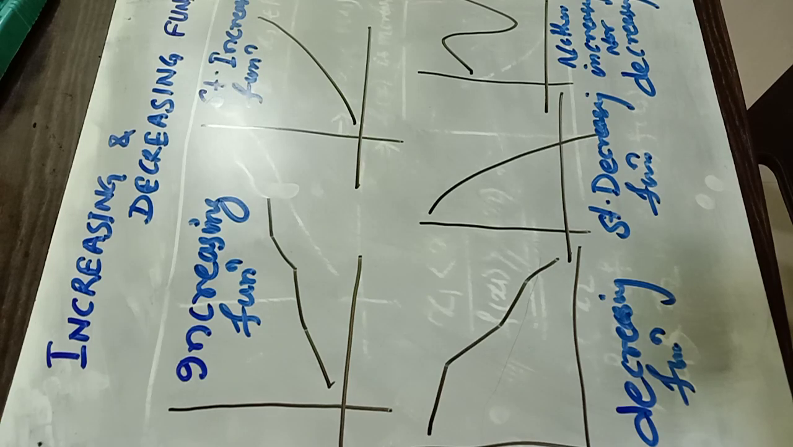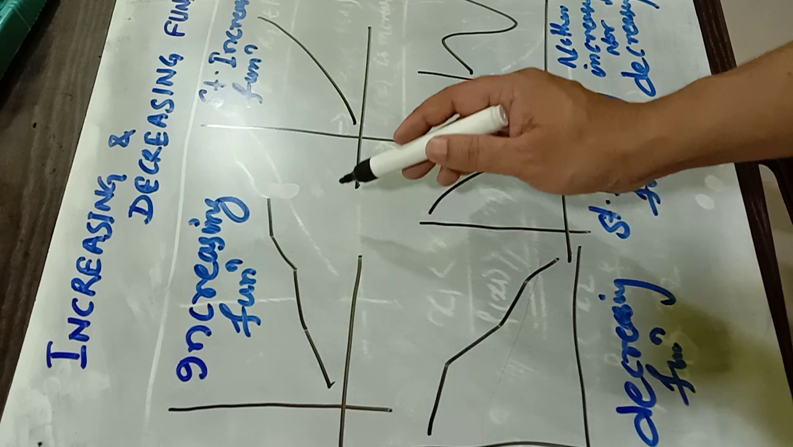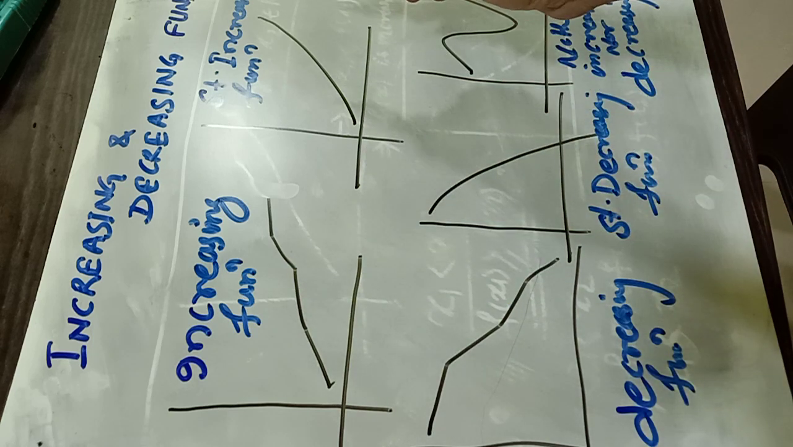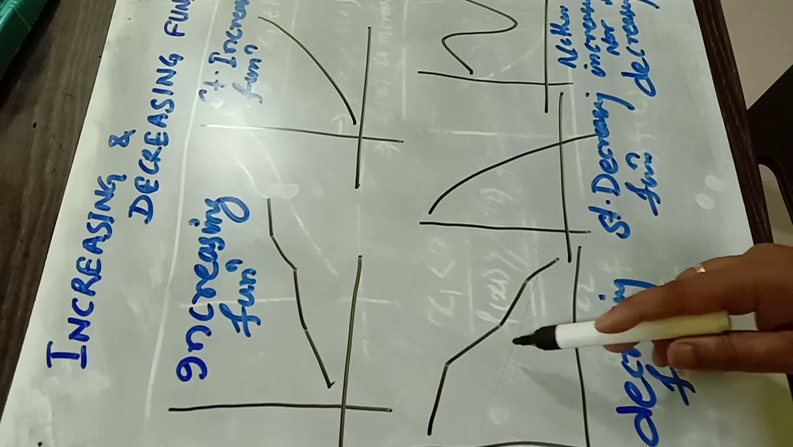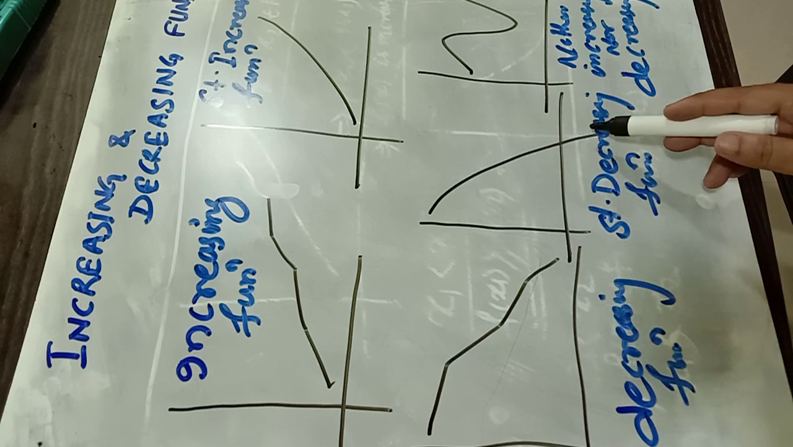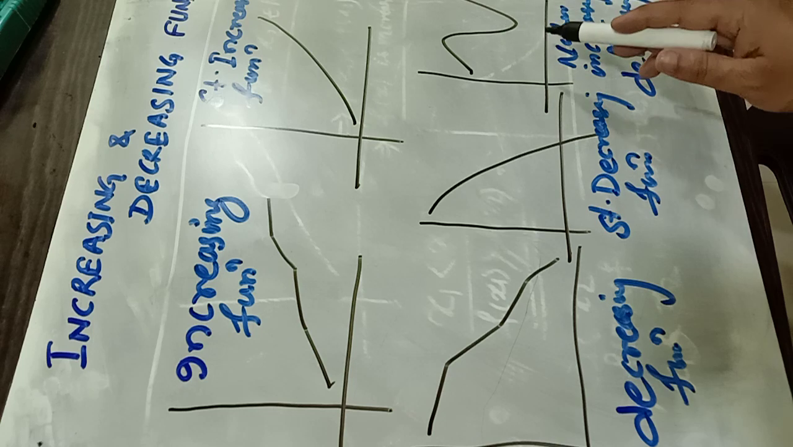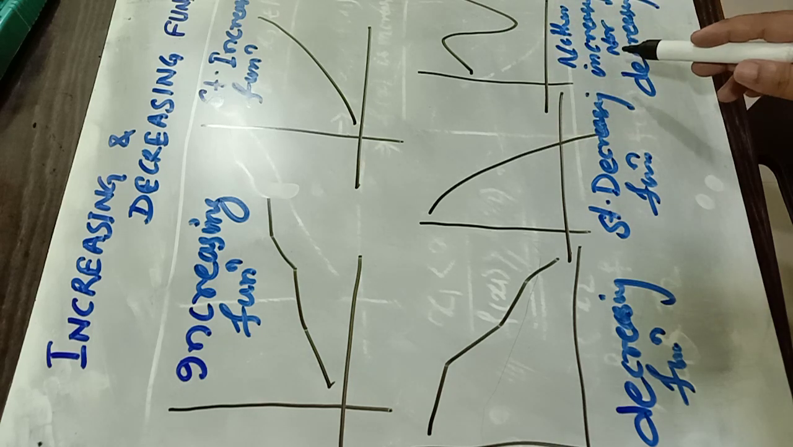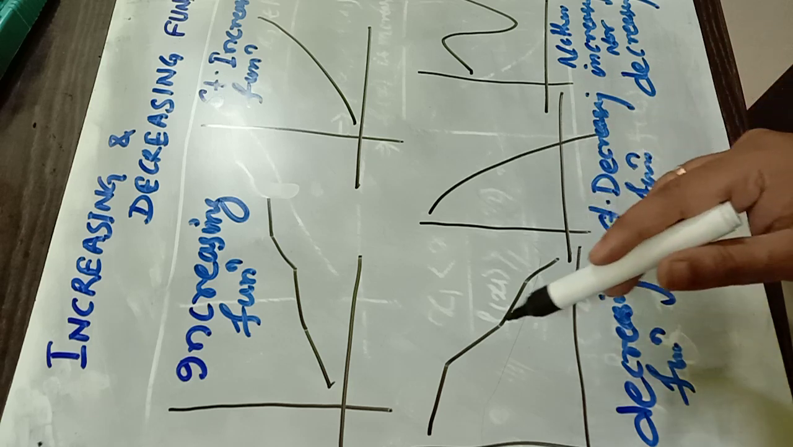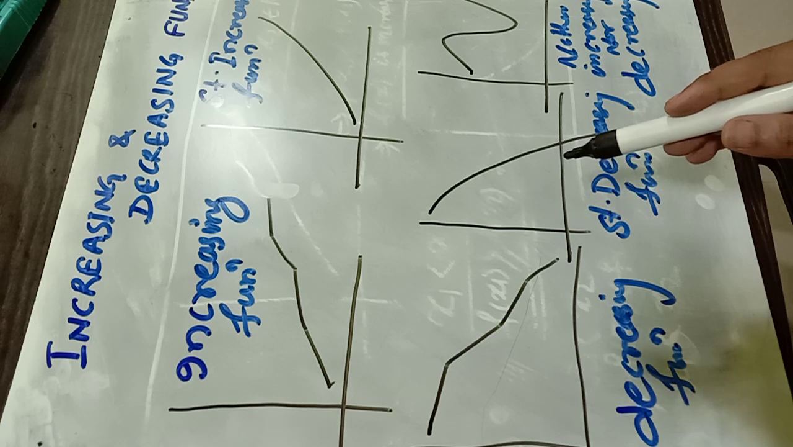Graphical representation. The increasing function is represented this way, where the equal to condition may come in between, and this is strictly increasing. Similarly, for decreasing, the equal to condition can come here, and this is the graph of strictly decreasing. And if you find a zigzag type, then it is neither increasing nor decreasing. This is the graphical way to remember increasing and decreasing functions.